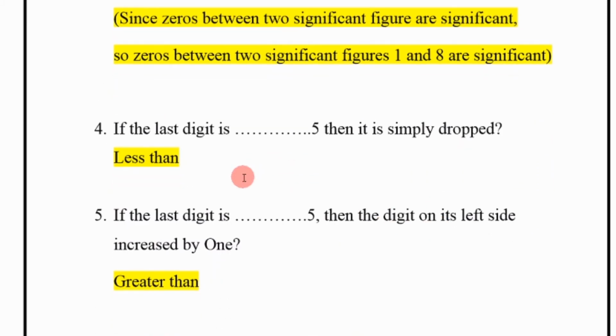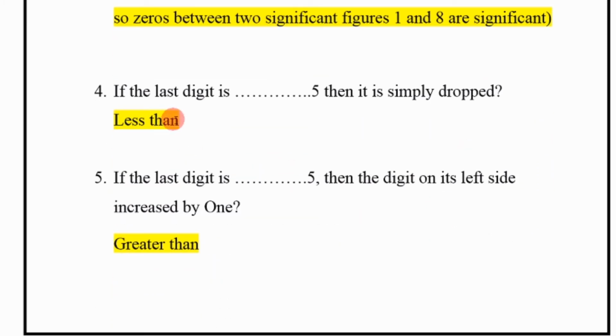Next, if the last digit is less than 5, then it is simply dropped.